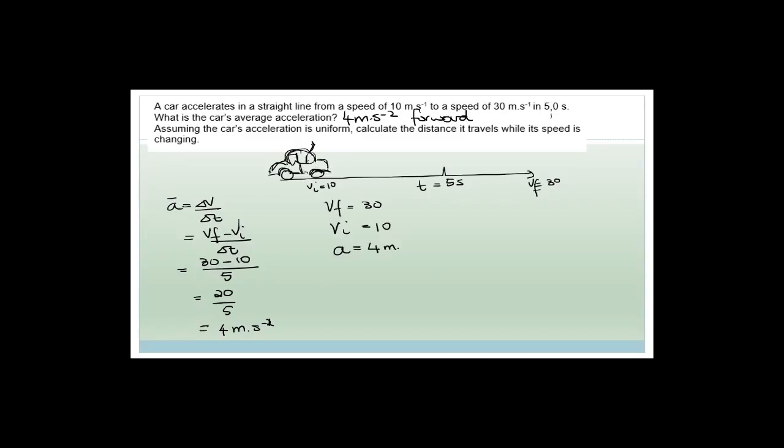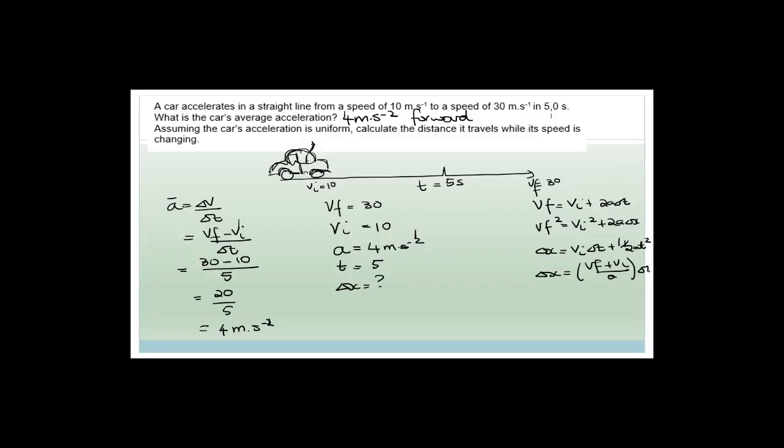Acceleration is 4 meters per second squared. The time it took was 5 seconds, and what are we trying to work out? The delta x distance. So again, the equations are Vf is equal to Vi plus a delta t. Vf squared is equal to Vi squared plus 2a delta x. Delta x is equal to Vi delta t plus a half a t squared. And finally, delta x is equal to Vf plus Vi over 2 times delta t.